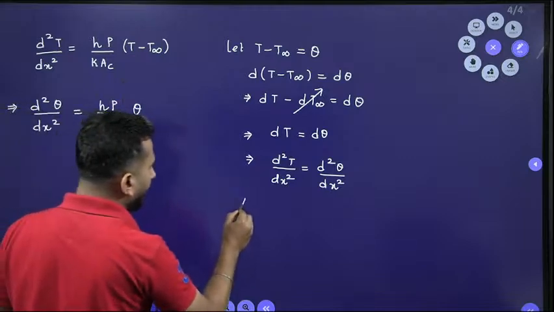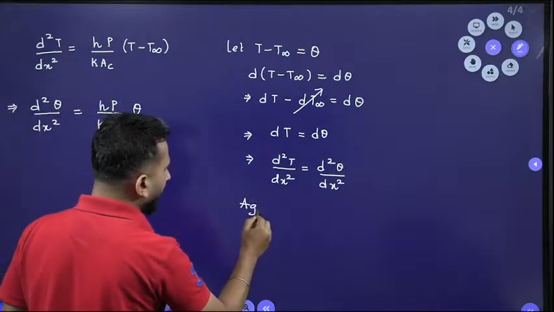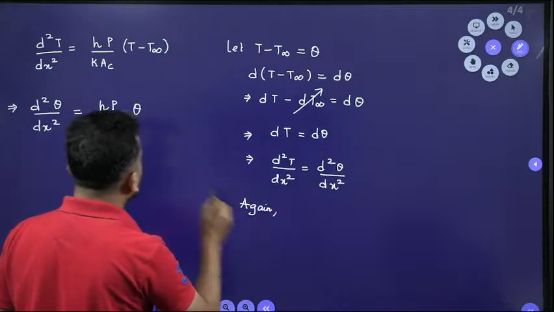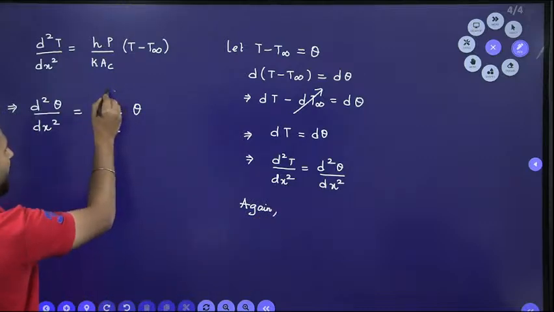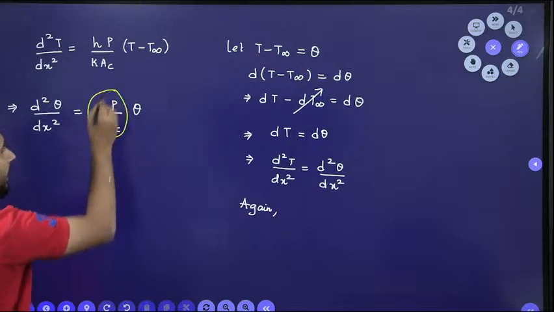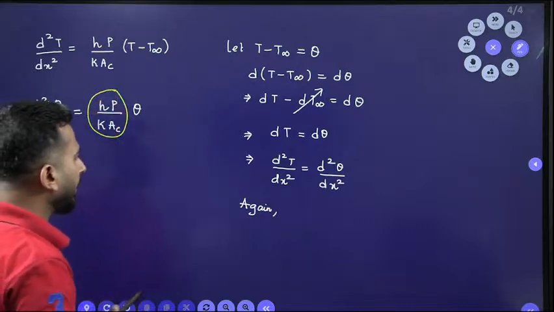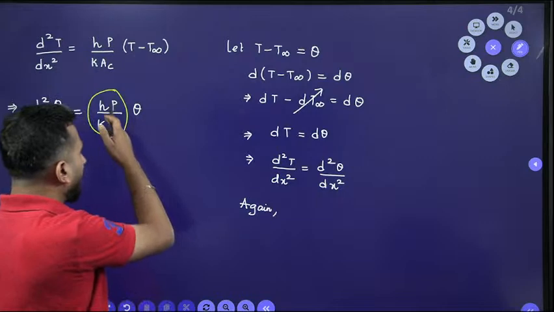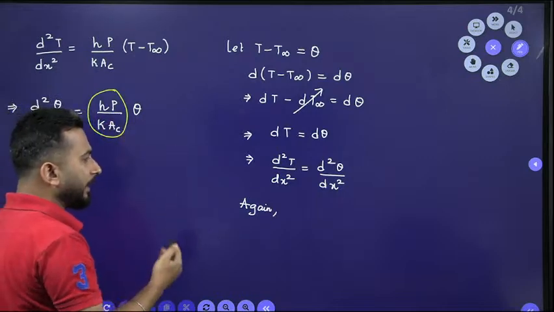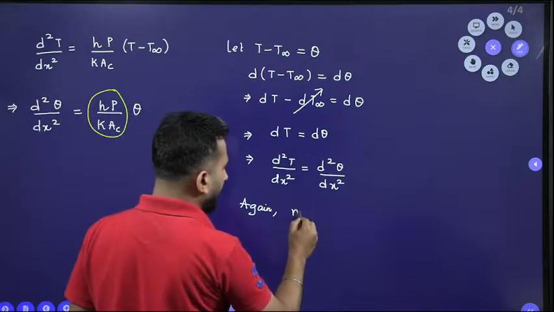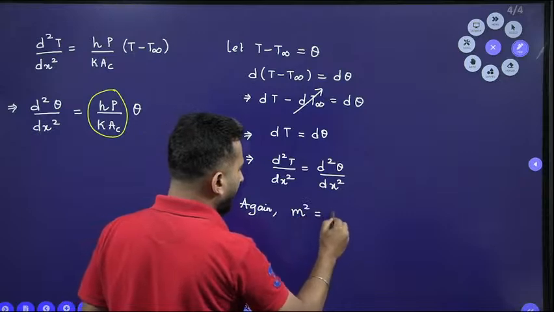Again, now this term h P by k A C will appear again and again. So why always say h P by k A C? It's better that we assume this thing to be m square.